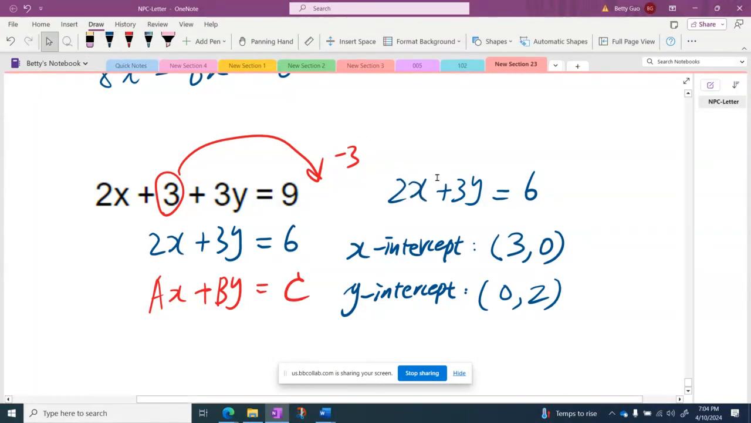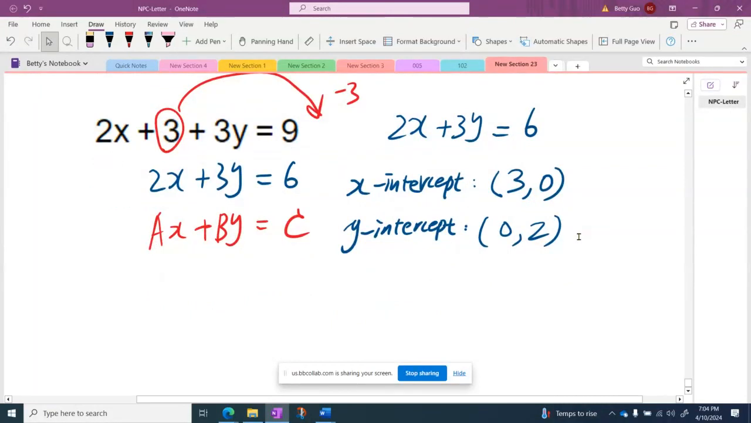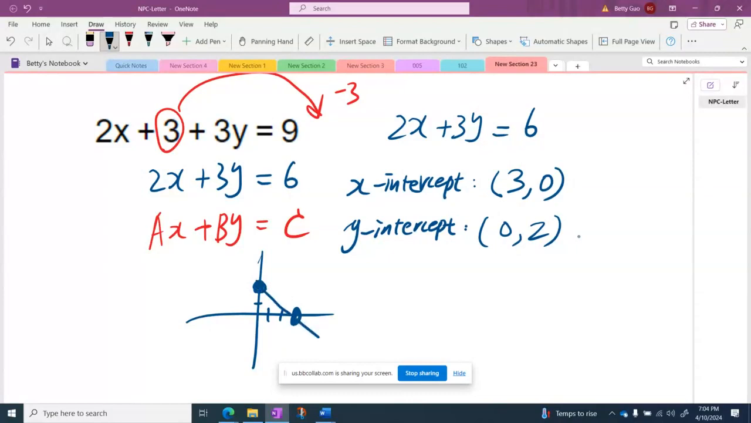Right? And once you have those 2 points, you can graph the line by using the 2 points. (3, 0) is here. (0, 2) is here. And you connect them. And that's the straight line. And let me know if I'm clear. Again, when the equation of the line is in the standard form, using the x-intercept and the y-intercept to graph the line is pretty convenient. As I showed you, it's very convenient to find the x-intercept and the y-intercept, right?